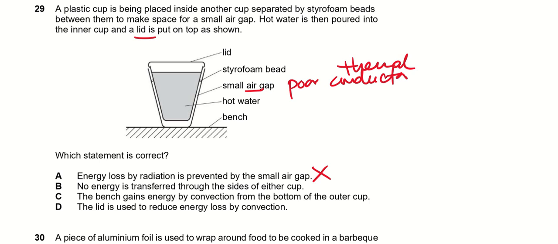False, because radiation can even pass through a vacuum. No energy is transferred through the sides of either cup. This is false as well. The bench gains energy by convection from the bottom of the outer cup. This is false, right? Because with convection, if it's hot, then it will rise. The lid is used to reduce energy loss by convection, so the answer is true. 29 is D.